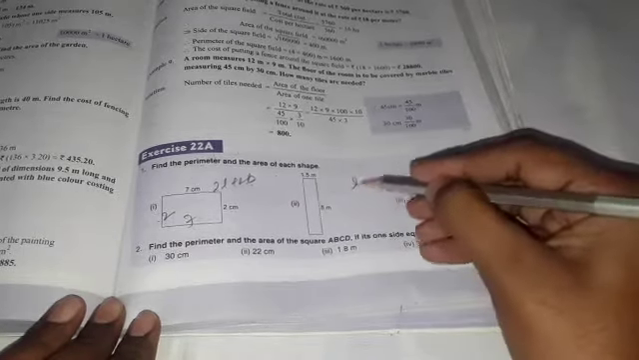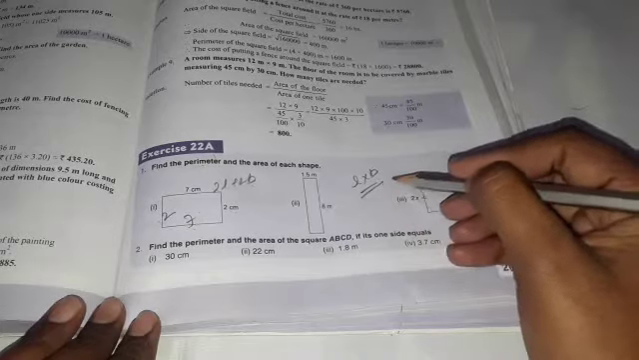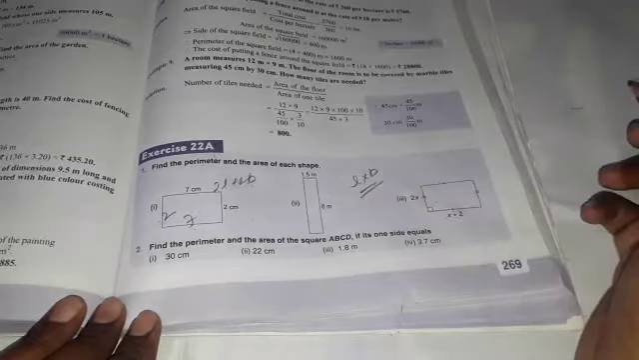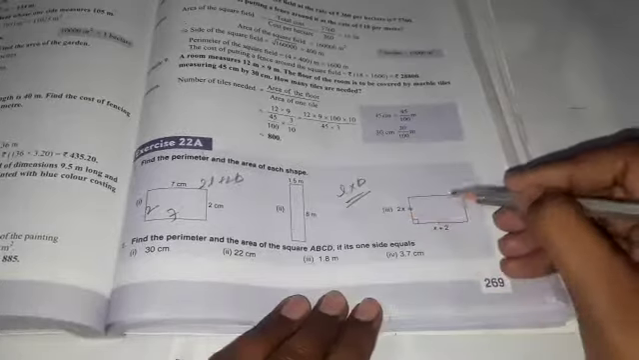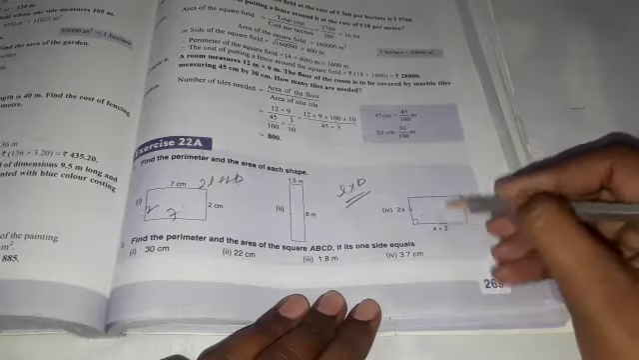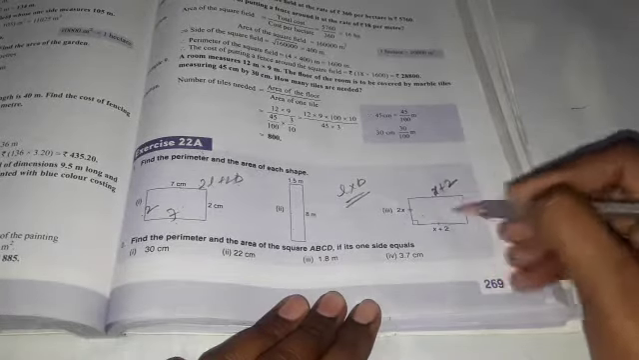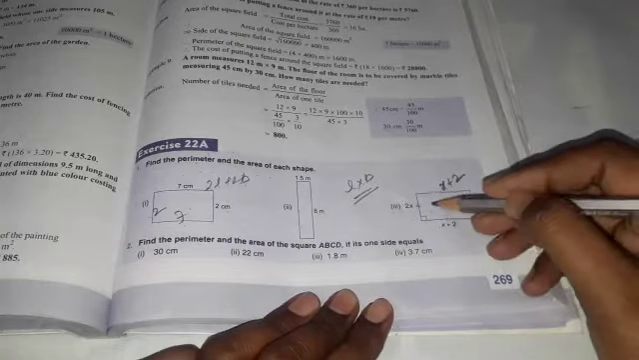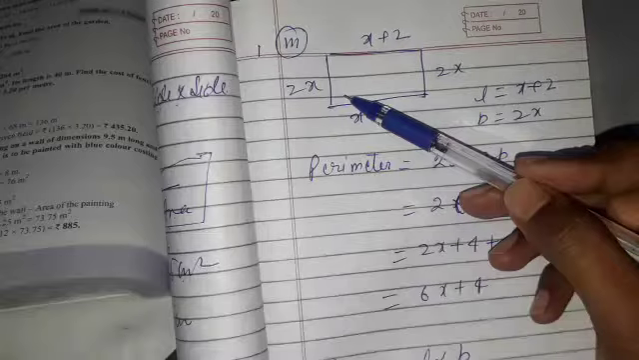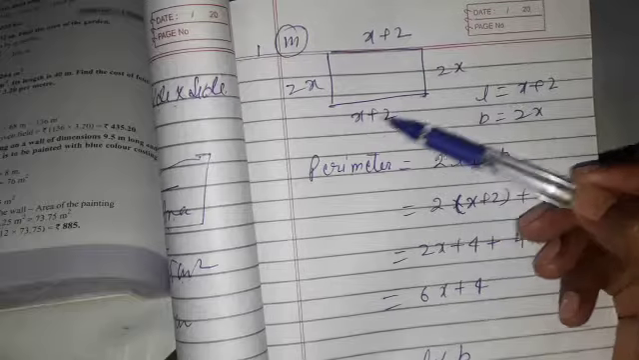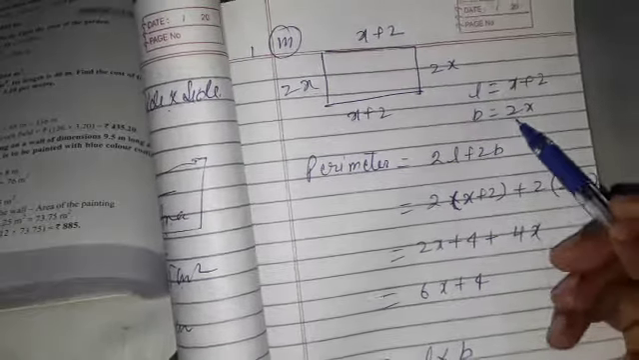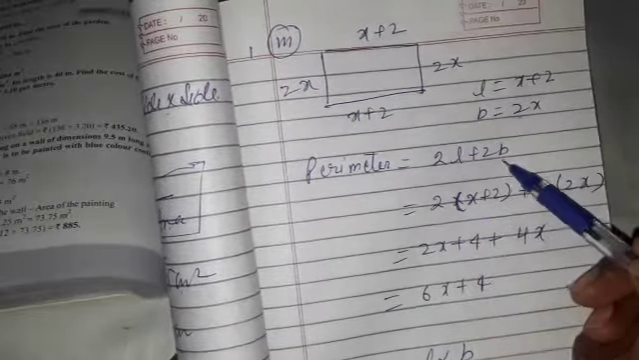After that, for area you can calculate your area by this formula L into B. So in this third one, this is 2x, this is x plus 2. So how to calculate this? This is your figure. Your length is x plus 2 and your breadth is 2x. So perimeter means 2L plus 2B.